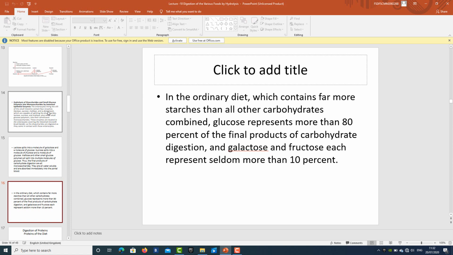In the ordinary diet, which contains far more starches than all other carbohydrates combined, glucose represents more than 80% of the final products of carbohydrate digestion, and galactose and fructose each represent seldom more than 10%.